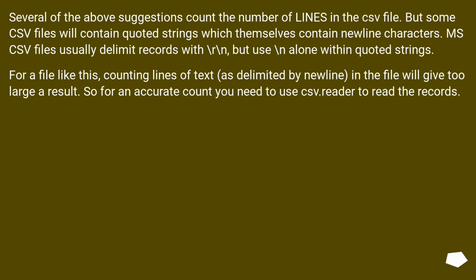Several of the above suggestions count the number of lines in the CSV file. But some CSV files will contain quoted strings which themselves contain new line characters. MS CSV files usually delimit records with \r\n, but use \n alone within quoted strings. For a file like this, counting lines of text, as delimited by new line, in the file will give too large a result. So for an accurate count you need to use csv.reader to read the records.